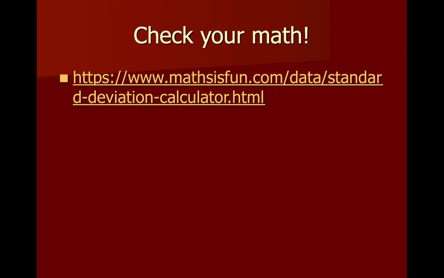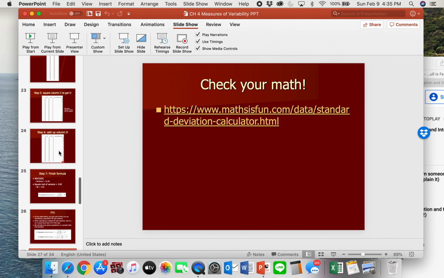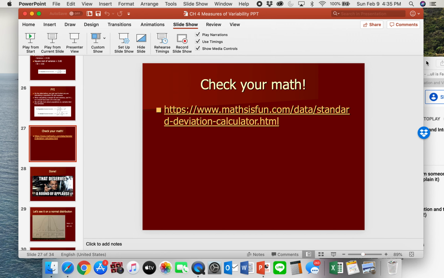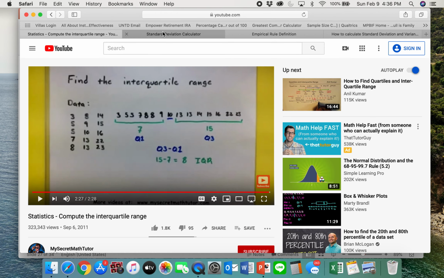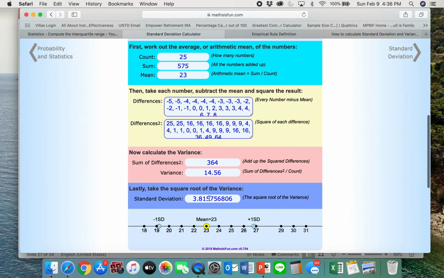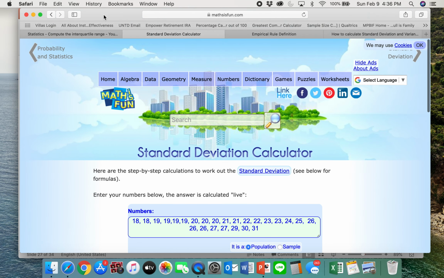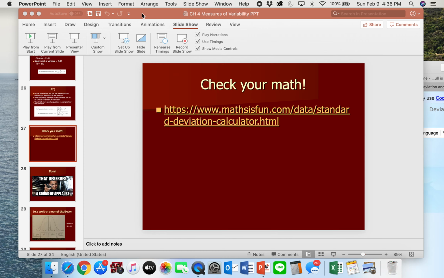So check your math. Make sure that what you just did throughout those 7 steps was correct. This is a great website where you can check your math. What I did was I got our standard deviation, and of course we rounded here to that 3.82. So this is a great website for you to utilize to check yourself.